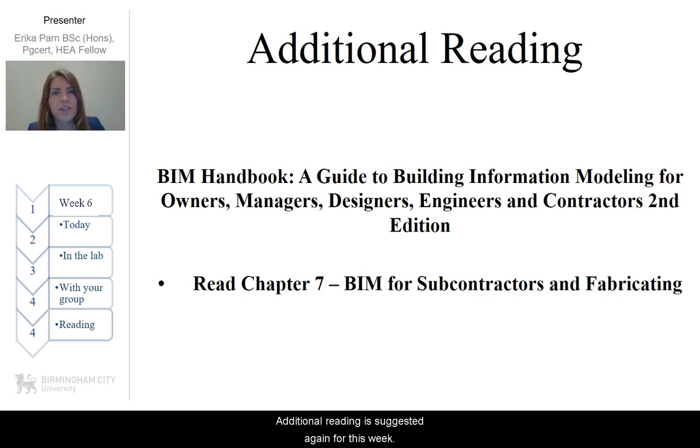Additional reading is suggested again for this week. From the BIM handbook, you should read Chapter 7, BIM for Subcontractors and Fabrication. This chapter highlights again the necessity and the requirements for extracting information from a BIM for alternative and different stakeholders to use for their own individual tasks and disciplines.